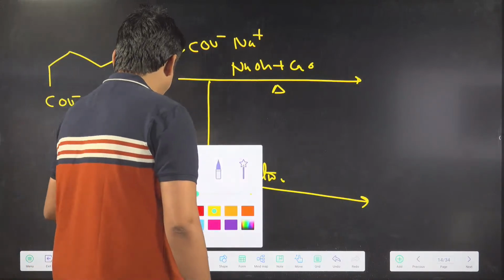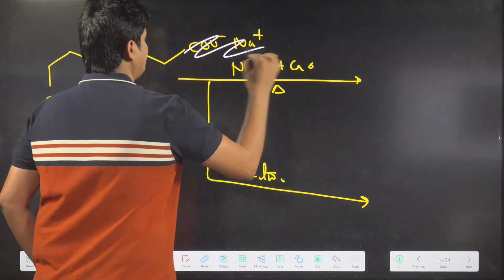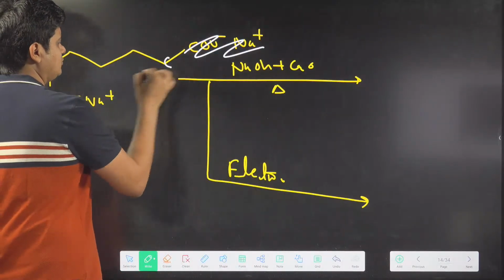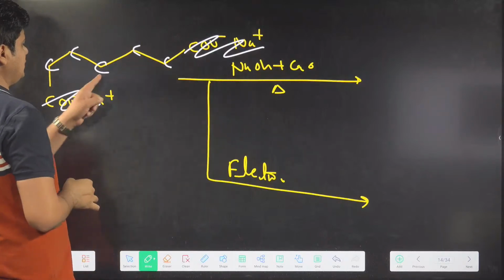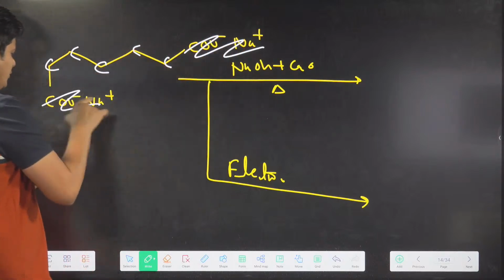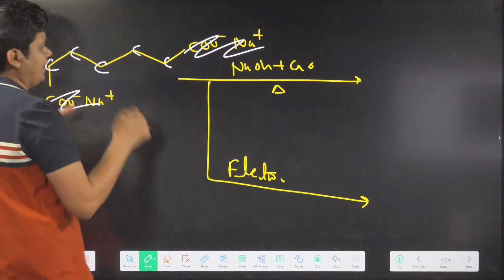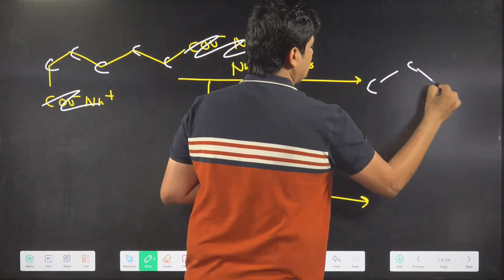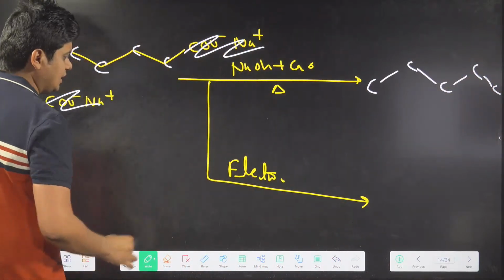Okay, I think you are done. What will happen in the first case? What is the trick there? Remove this group, satisfy the valency by hydrogen. Now how many carbons are there? First of all, count them: 1, 2, 3, 4, 5. Remove this group, satisfy the valency by hydrogen. So what will happen? 1, 2, 3, 4, 5 carbon. Pentane is formed.